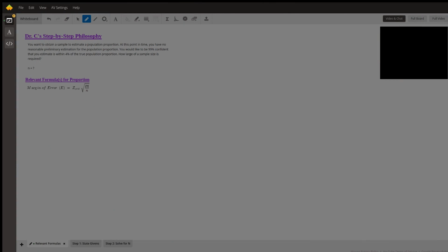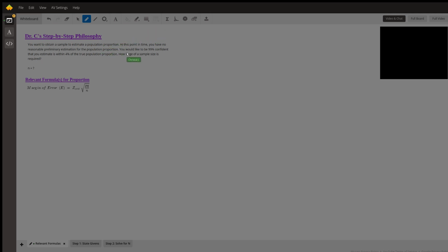Over margin of error and how to get a sample size, or how to see how large of a sample size is needed given a certain margin of error. Okay, so today we have a prompt that essentially says that you want to obtain a sample to estimate a population proportion. They give us several elements. They don't give us a lot, but they do give us something that we can work with.